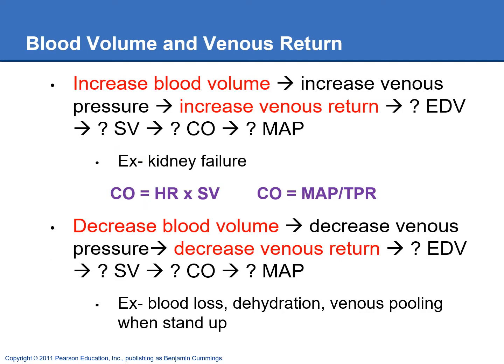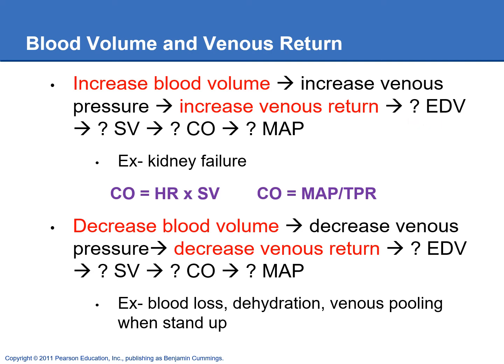The third thing that will increase or decrease venous return is blood volume. So if you increase blood volume, it's just like if you have a garden hose and you put more water into it, you're going to increase the pressure. So if you increase your blood volume, that'll increase the venous pressure, which will push more blood back to the heart, increasing venous return. And then if you push more blood back to the heart, you're going to fill the ventricle up more, so that'll increase the end diastolic volume.